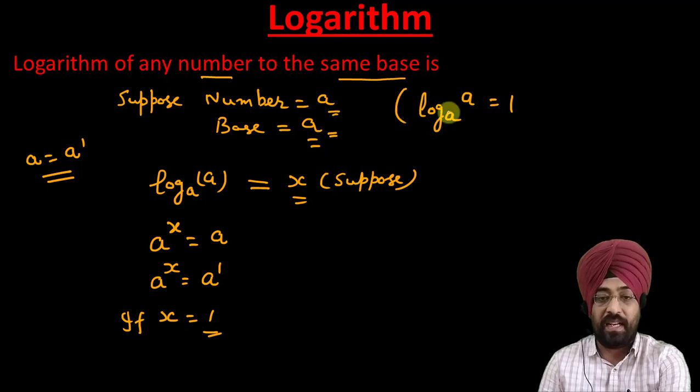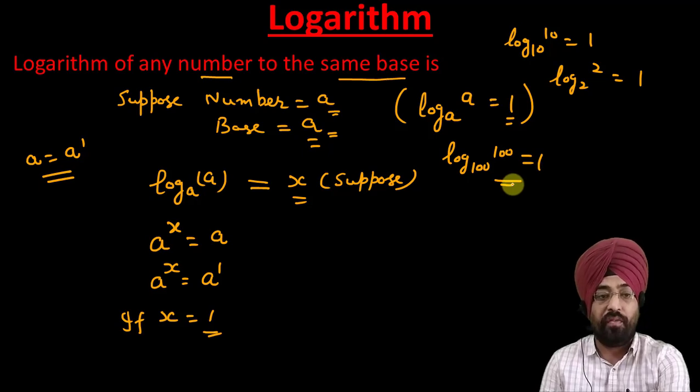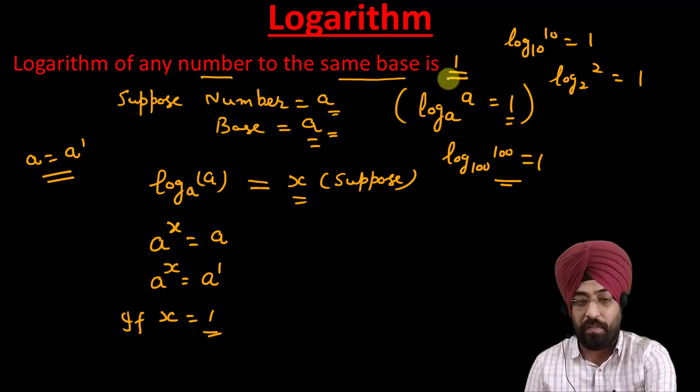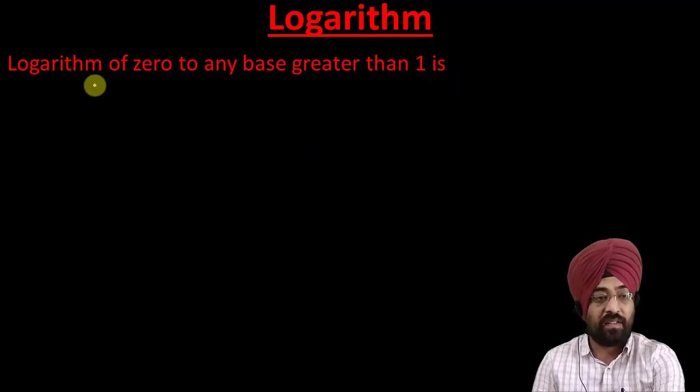If base and number are the same, then the answer will be 1. Like log of 10 with base 10 is equal to 1. Log of 2 with base 2 is equal to 1. Log of 100 with base 100 is equal to 1. So log of any number with the same base will always be 1. So its answer is 1. You have to remember this. So I have also proved this. Now let us see next.